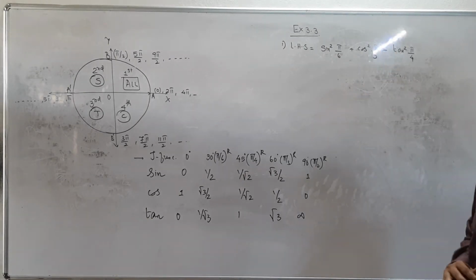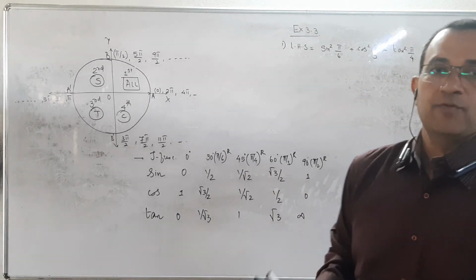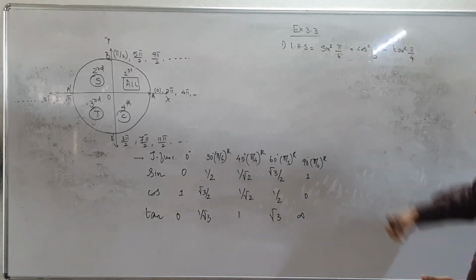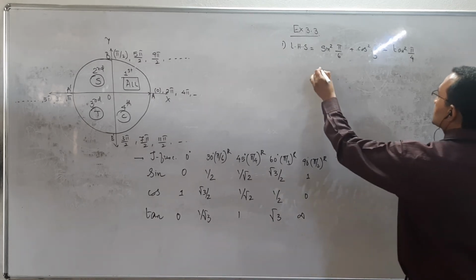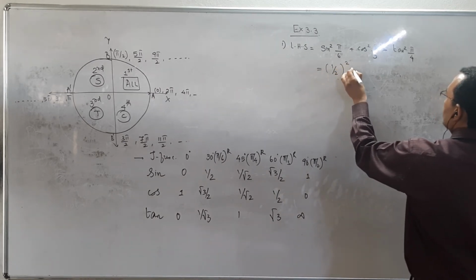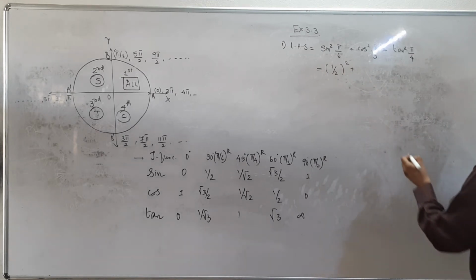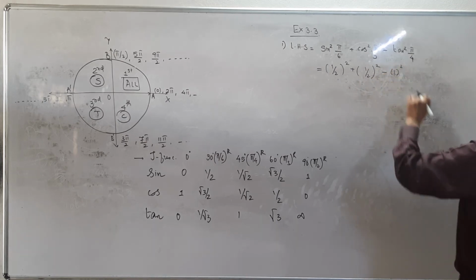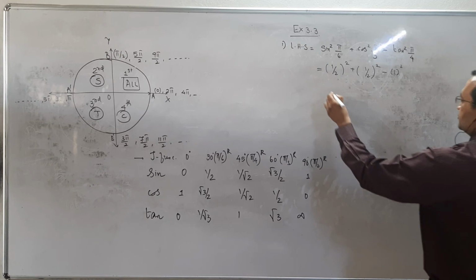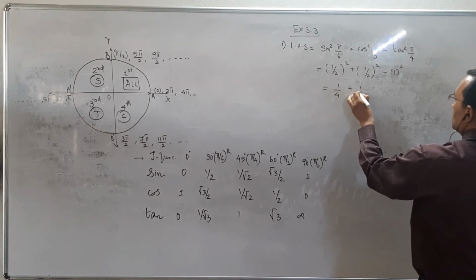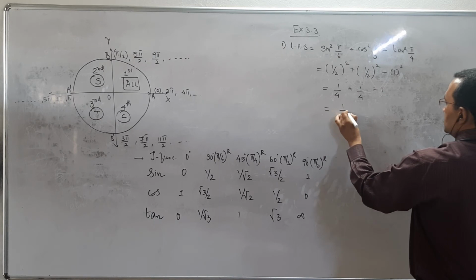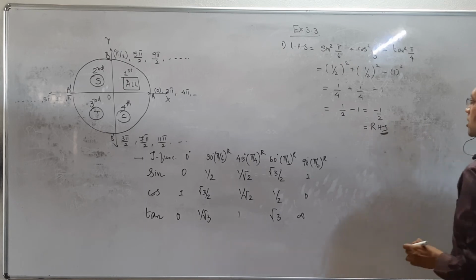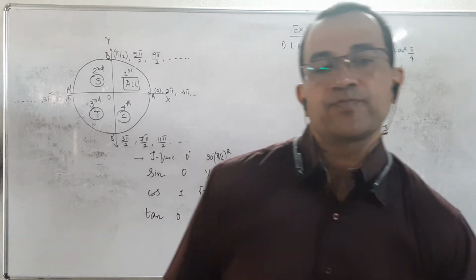Now, if I want to find this value, students, how to do? Now, you know pi by 6 radian is 30 degree. So sine pi by 6 is 1 by 2 and its square. Cos pi by 3 is half and its square. Tan 45 is 1 and its square. So this is 1 by 4 plus 1 by 4 minus 1. So this is half minus 1 and that is minus half. And this is your RHS. We have to do this only.